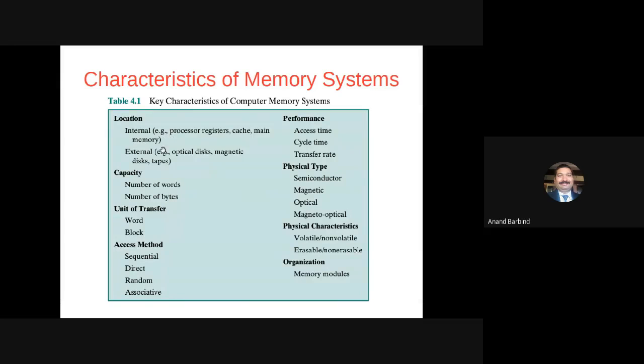Whereas there is external memory. For example, the optical disc, magnetic tapes, or magnetic disc. All these come, or nowadays even your pen drives, flash memory, and all these things. So these are the examples of the external memory. Okay. This external memory is not directly connected to the processor, but is connected through input-output devices.